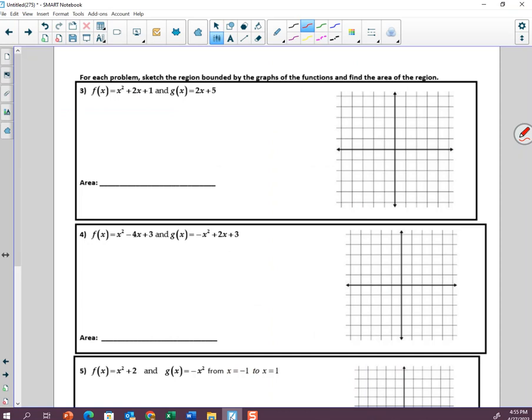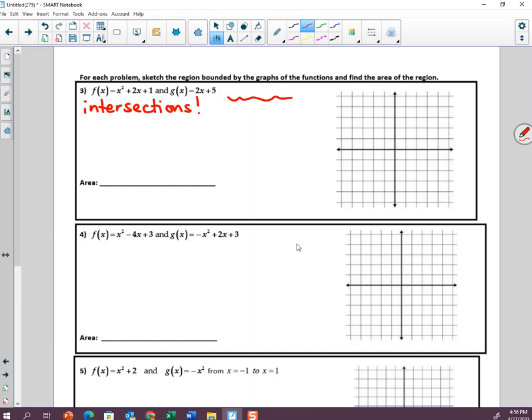So there's number 3. And number 3 has two curves, x squared plus 2x plus 1 and 2x plus 5, but we don't have a graph. Now, we can graph these on the graphing calculator or on Desmos to get an idea what the picture looks like. We can see that we're not given any left and right boundaries, so that's a clue that we should be looking for intersections as boundaries.